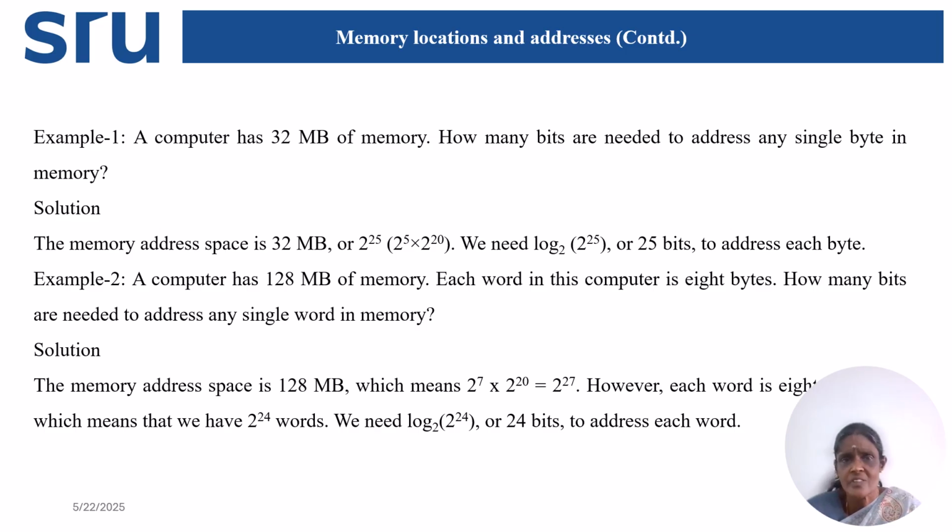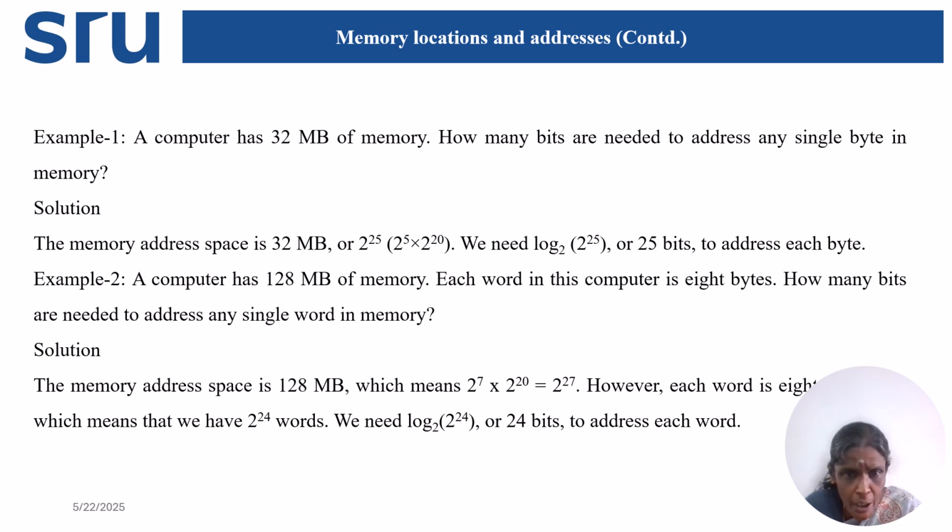Next one. For this, several examples are given. Example 1: a computer has 32 megabytes of memory. How many bits are needed to address any single byte in memory? So this is the question and then the solution. The memory address space is 32 megabytes, which is 2 power 25. How is it split? 2 power 5 into 2 power 20. The powers can be added, so 25 is split into 2 power 5 and 2 power 20.